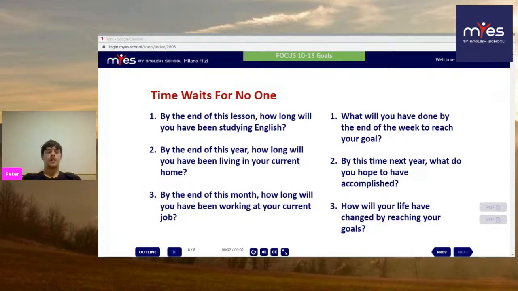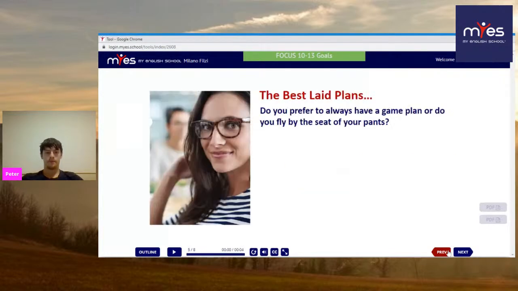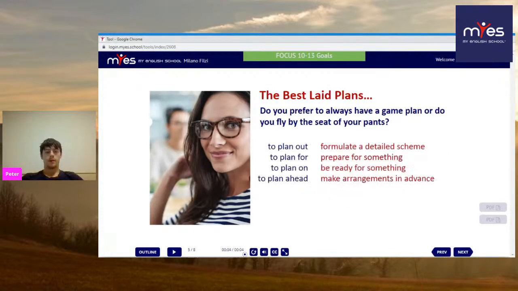But since there are only a few minutes left, let's do a quick revision. So we saw some phrasal verbs earlier. To plan out is to formulate a detailed scheme. To prepare for something is to plan for. To plan on is when you are ready for something, and to plan ahead is when you make arrangements in advance. So make arrangements beforehand. Okay.